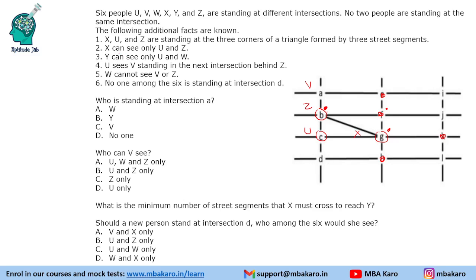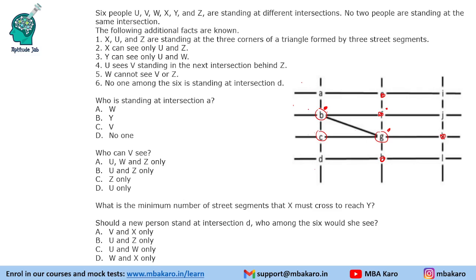And we are given that Y can see U and W. Now, if Y has to see U, so if we put Y here, Y can see Z and V also. So this case is not possible. So the first scenario is not possible. We cannot put U here.